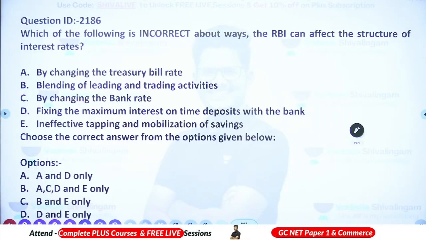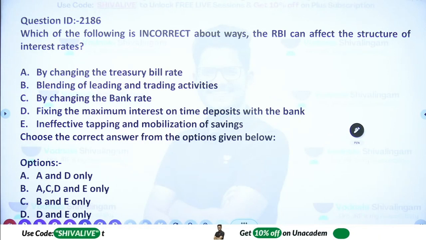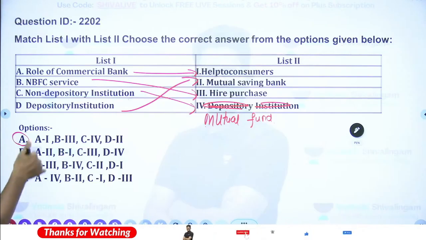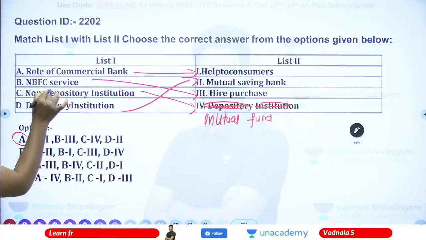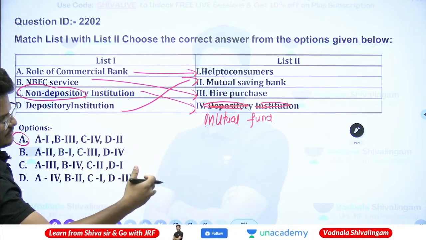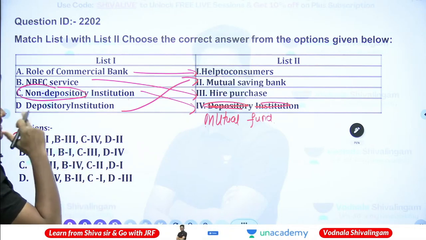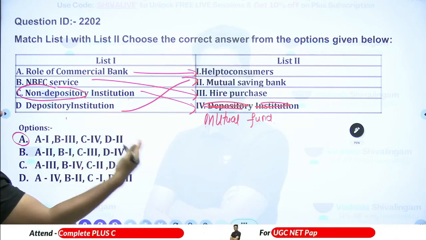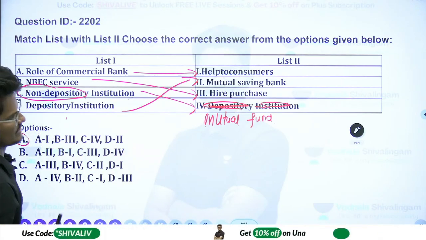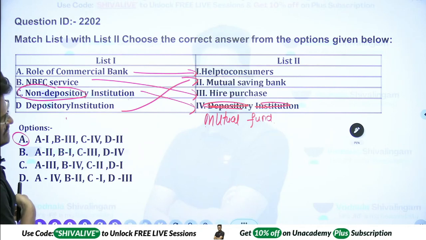Next, C and D. C is a non-depository institution. In this, we are not taking a deposit from the public, like a mutual fund. We are taking only investment, not deposits. In a depository institution, we are taking a deposit from the public in the form of opening accounts. Mutual savings accounts will be a saving bank. It's like a commercial bank only.